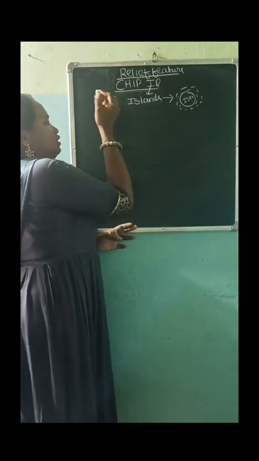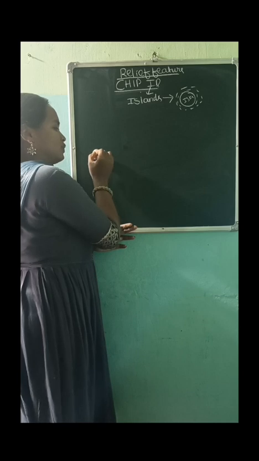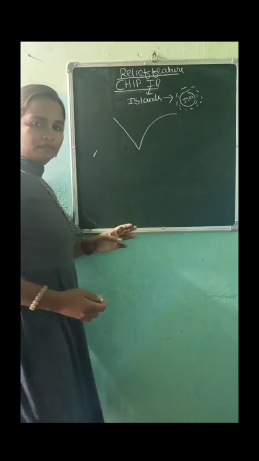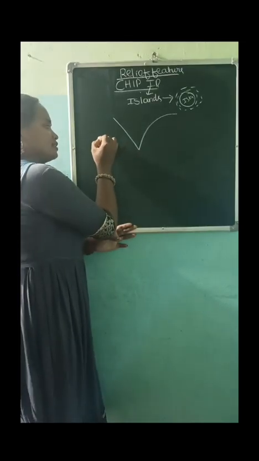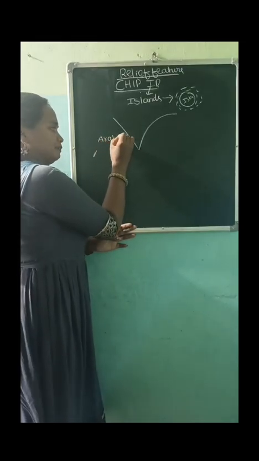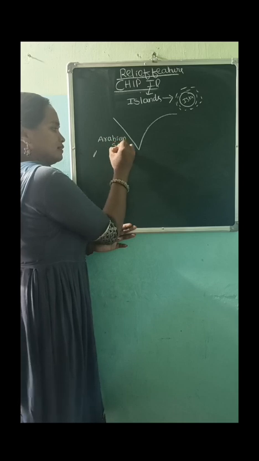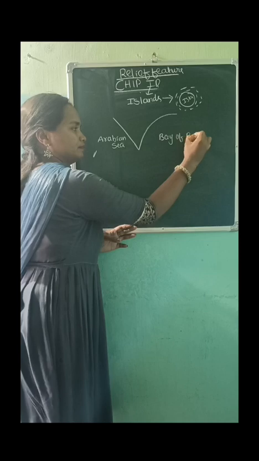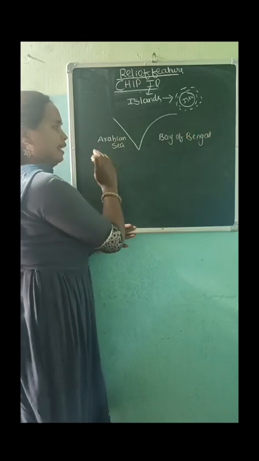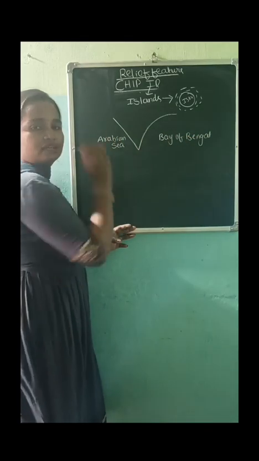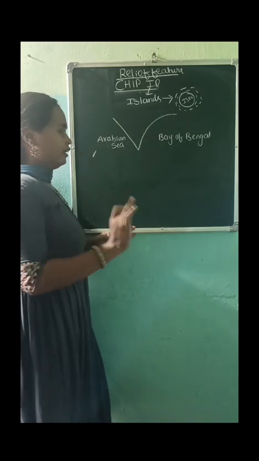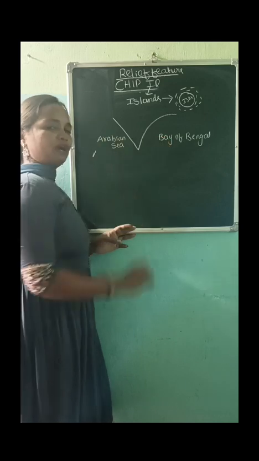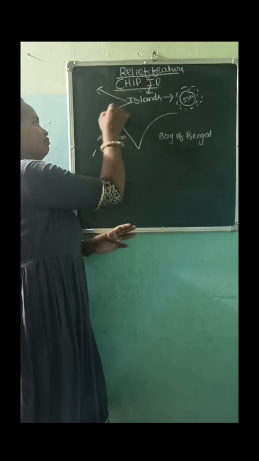See, we have two islands. What are the two islands we have? See, if we consider this as the southern part of India, this is the Arabian Sea, and this is the Bay of Bengal. Right? AB letters. A on the left side, B on the right side. A, B. Arabian Sea, Bay of Bengal. In the Arabian Sea, which island do we have? In the Bay of Bengal, which one? What are the two islands usually we have?